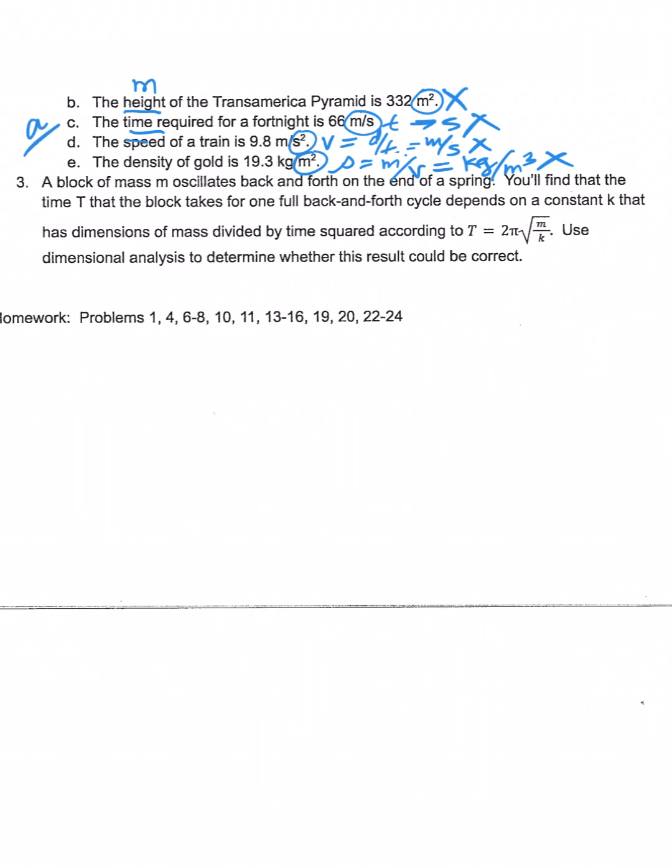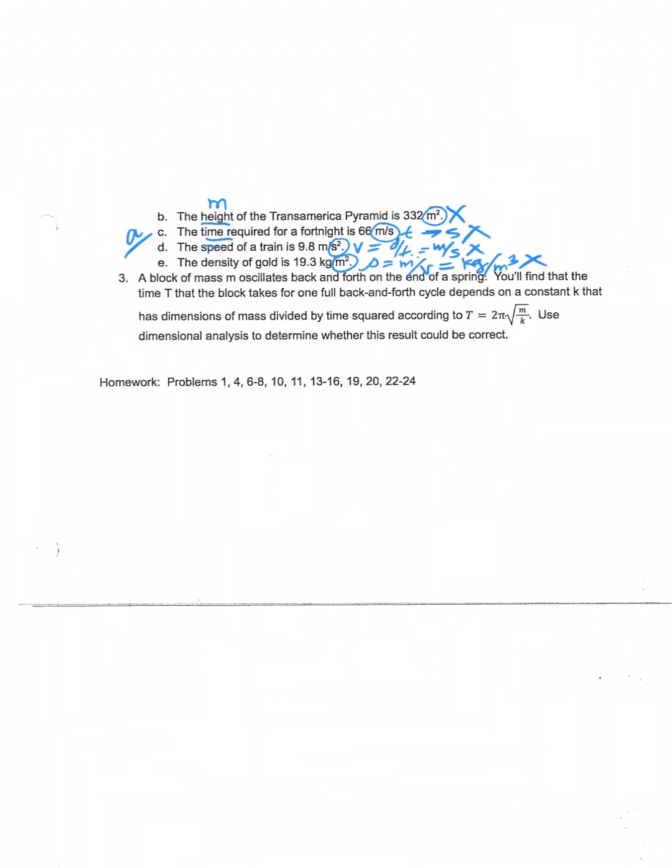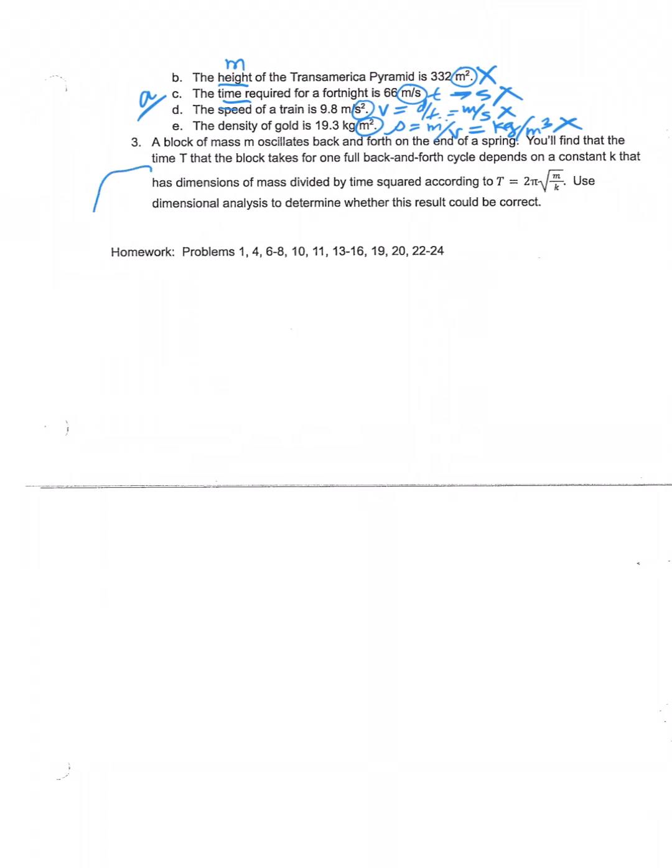All right, so let's look at this last one. It says a block of mass M oscillates back and forth on the end of a spring, and you'll find that the time t that the block takes for one full back and forth cycle depends on the constant k that has dimensions of mass divided by time squared. According to this equation, use dimensional analysis to determine whether this result could be correct. Mass is kilograms, time squared is seconds squared. Would that work to make both sides be equal?